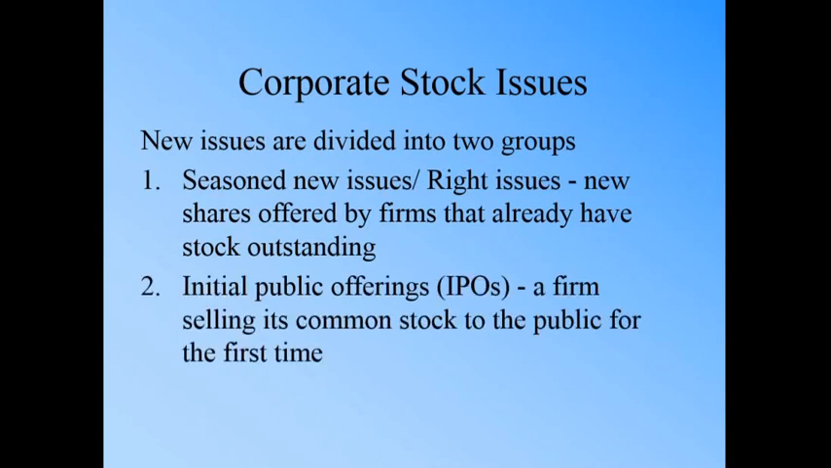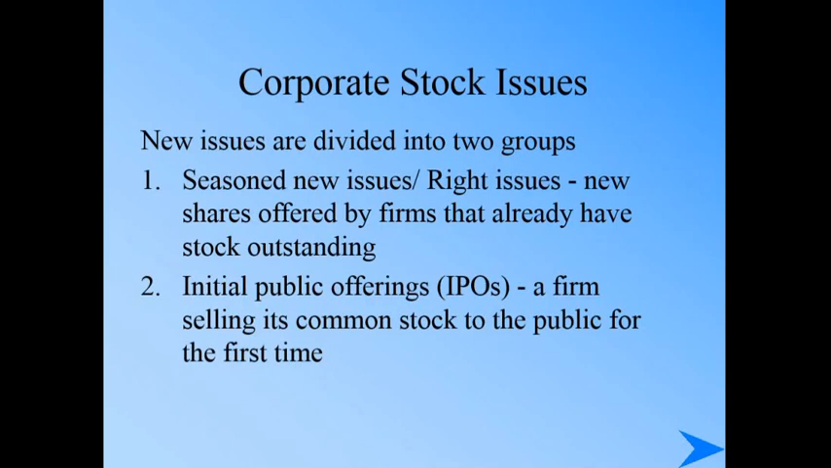While a company or firm which is offering its securities for the very first time, meaning the company has no history of having its shares outstanding, this is known as an initial public offering, a firm selling its common stock to the public for the first time. Remember, both these issues are known as primary issues. So the capital will flow to the issuing entity. These are the primary market transactions.